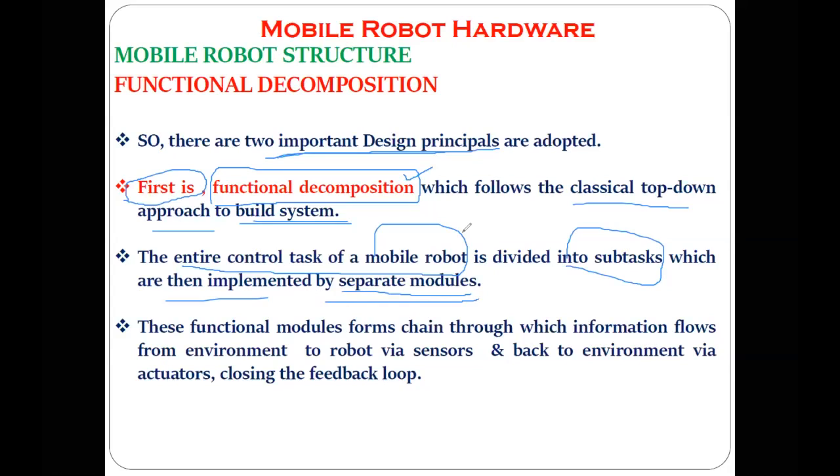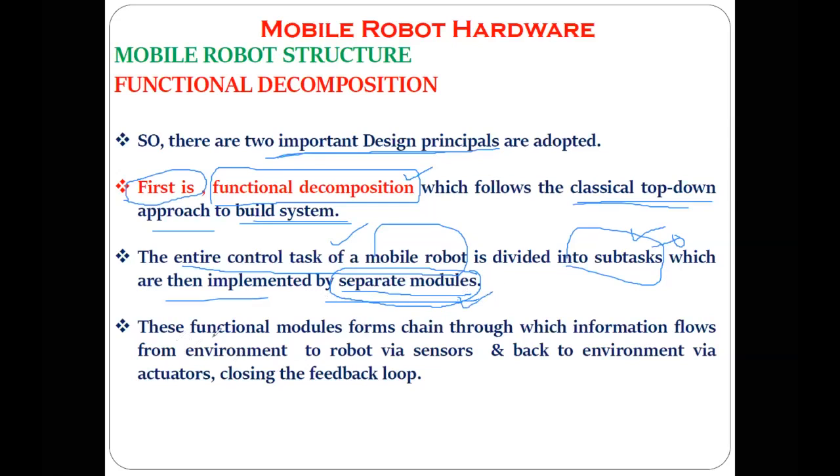So it's the same thing. This design principle related to the architecture of the mobile robot is based on the same idea. That is the reason it is referred to as a classical top-down approach to build the system. What is happening is that the entire control task of the mobile robot is divided into multiple subtasks, and in order to complete these subtasks, different kinds of separate modules and separate components are utilized in the robot. Okay, what those separate modules and components are, we are going to see in the subsequent part.